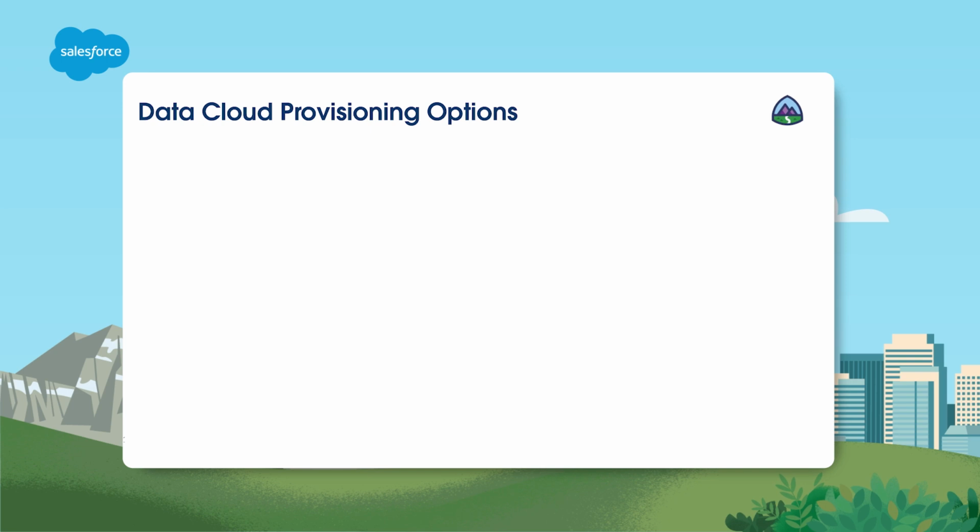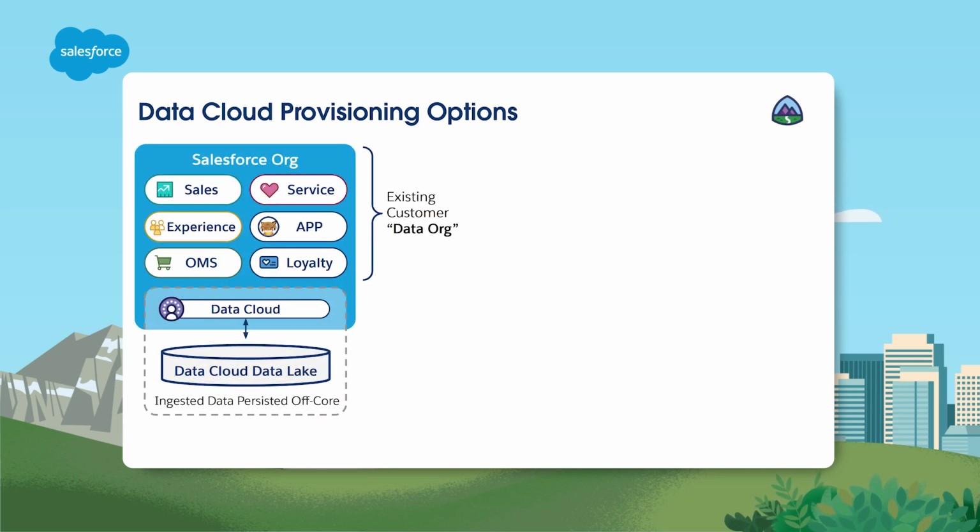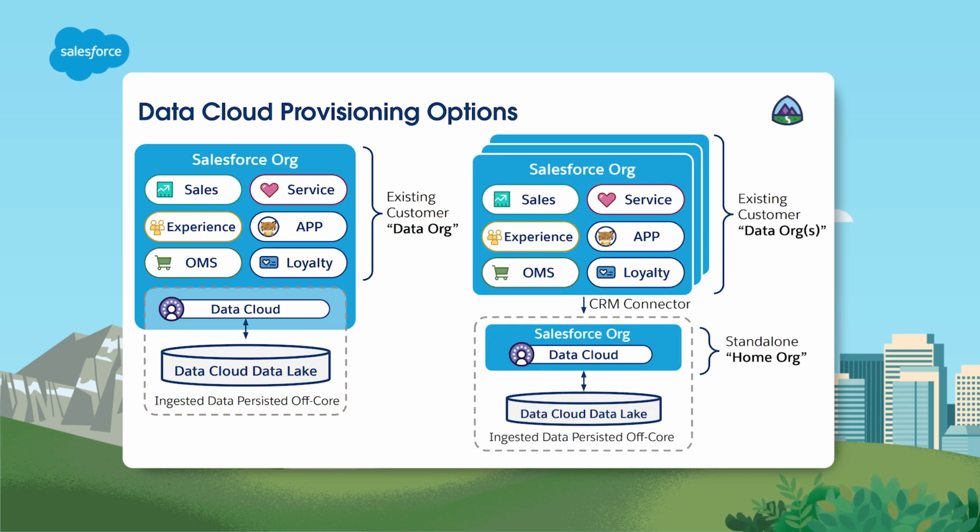The two options available are to provision Data Cloud into an existing Salesforce core org, or to create a new org specifically for Data Cloud. When provisioning into an existing org, the Data Cloud application is added to the existing org along with the required additional permission sets needed to access and set up Data Cloud. Provisioning a standalone Data Cloud home org, the Data Cloud application is provisioned to a separate Salesforce org with similar requirements for access and setup.